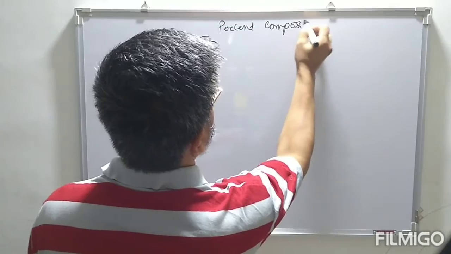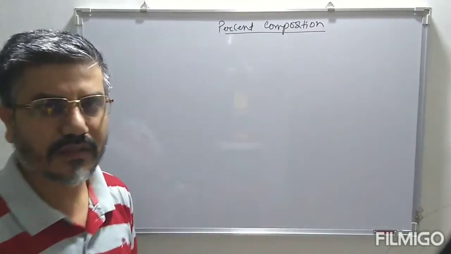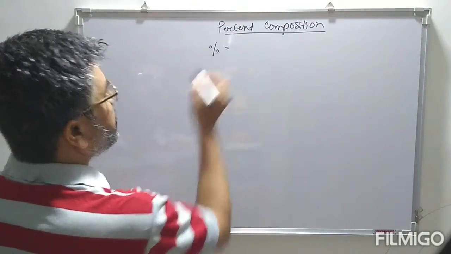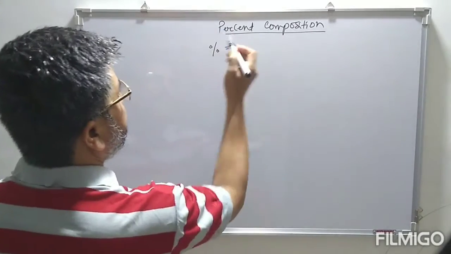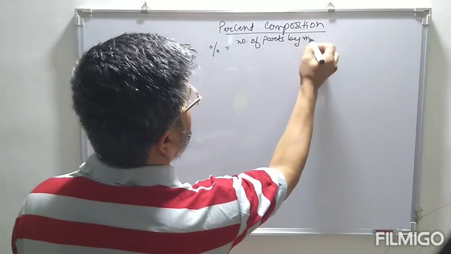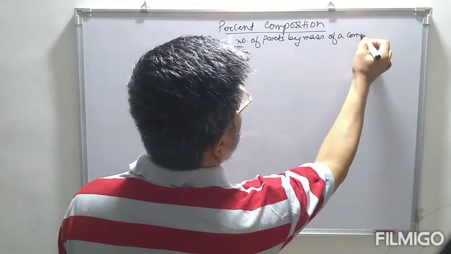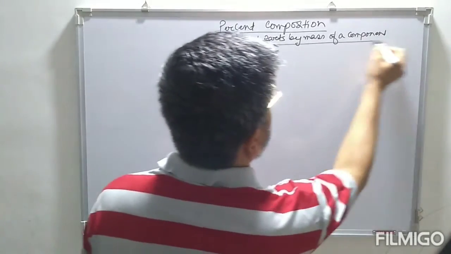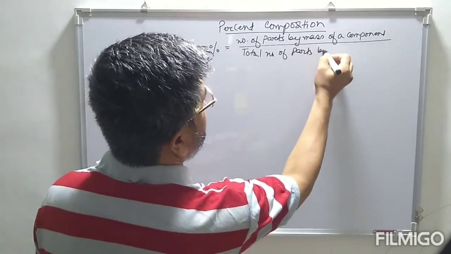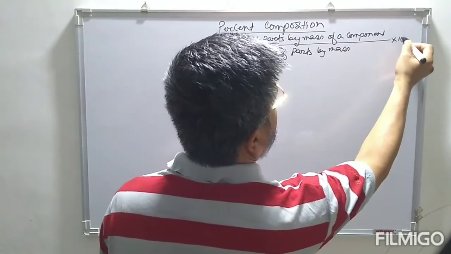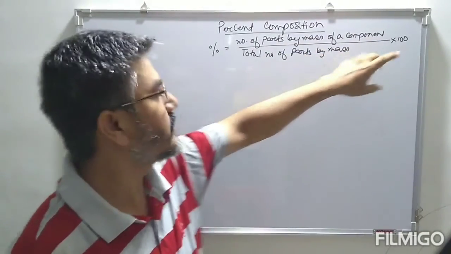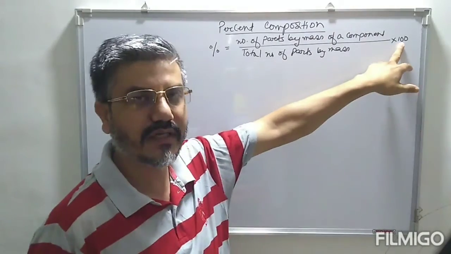Percent composition. So, we are well aware of the term percentage. Percentage is defined as number of parts by mass of a component divided by total number of parts by mass multiplied by 100. So we define this percentage as number of parts by mass of a given component divided by total number of parts by mass multiplied by 100.